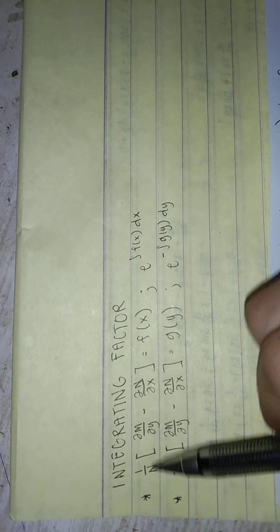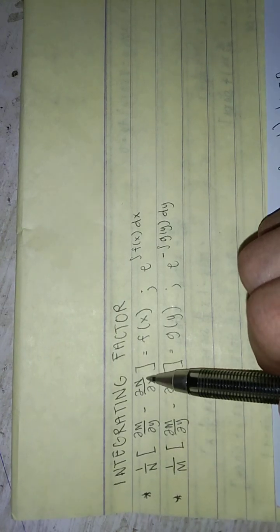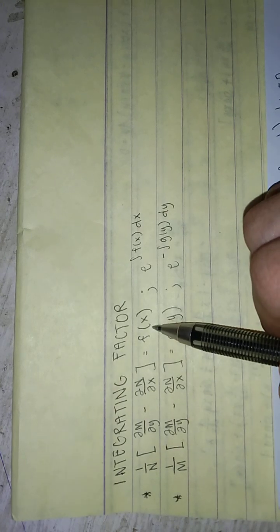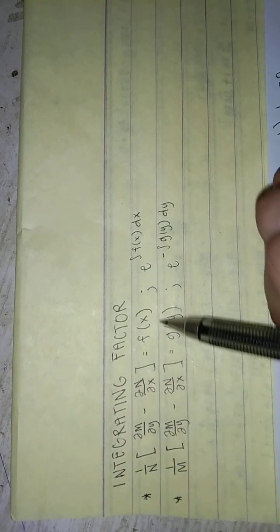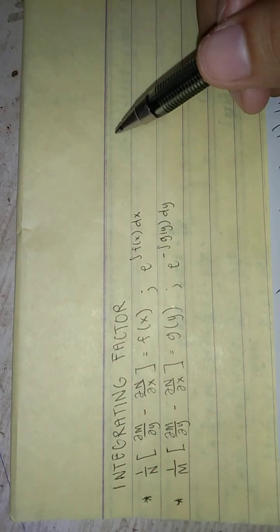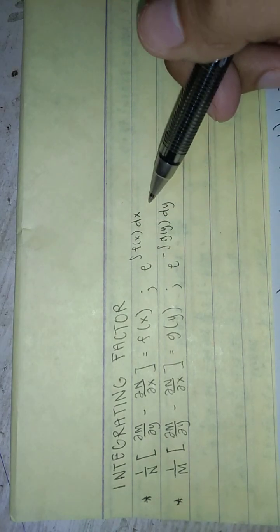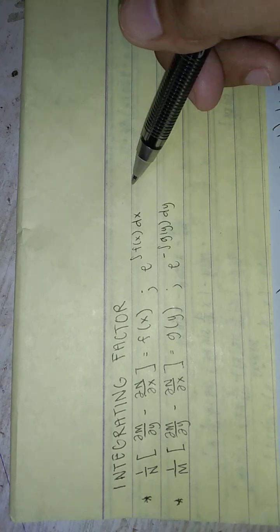In integrating factor, we have two results, and they can be expressed as the following rules. We have 1 over N times the partial of M in terms of y minus the partial of N in terms of x is equal to f of x. If this is used, or if the function is x alone, then the integrating factor that we'll be using is e raised to the integral of f of x dx.